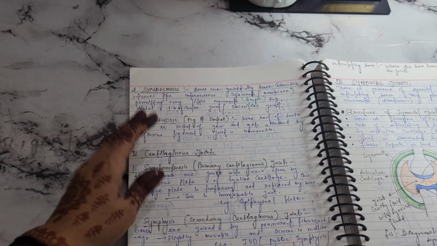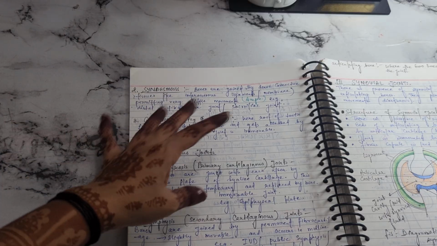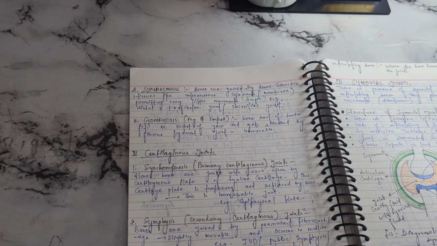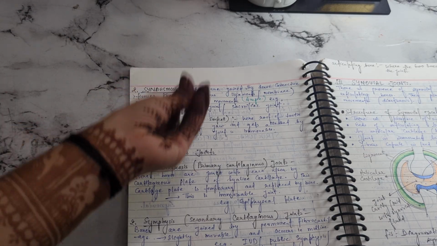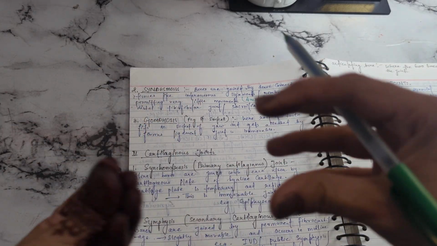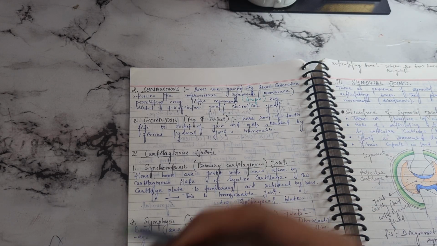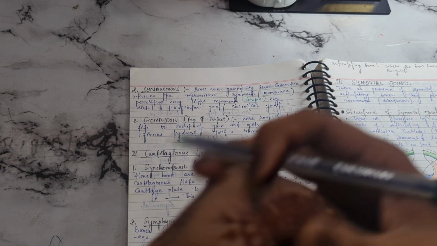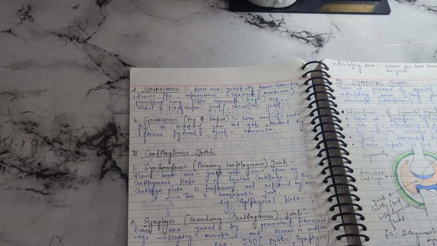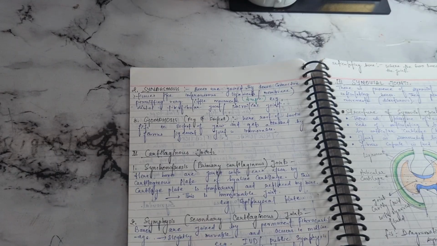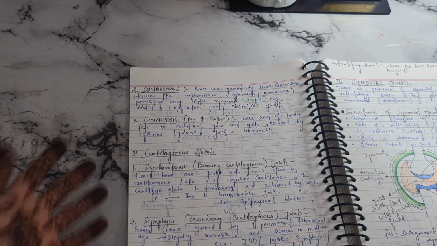Next is gomphosis. Gomphosis is also known as peg and socket, because the root of our tooth and the socket of the jaw are attached. So the root of the tooth and the socket of the jaw are connected together and form a gomphosis. These are known as gomphosis.